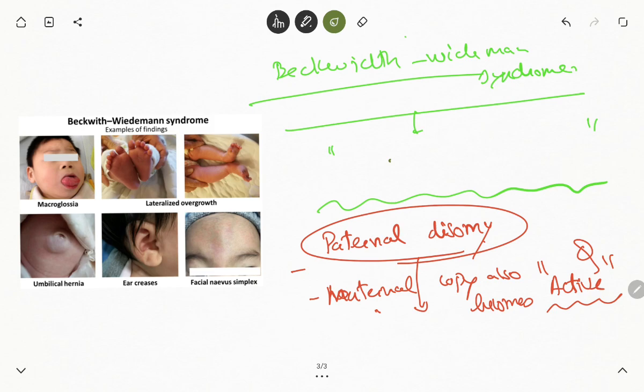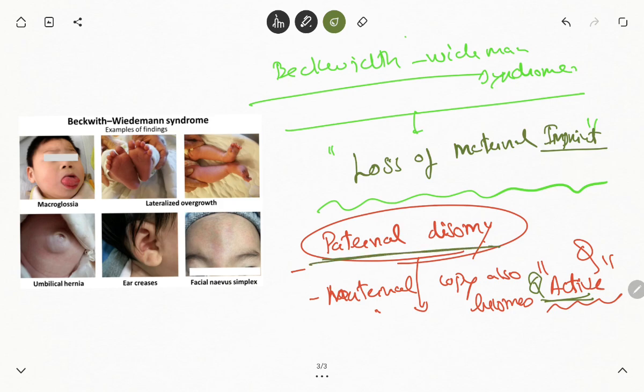What happens in Beckwith-Wiedemann syndrome is that there is loss of maternal imprint. What I have told, imprint means silencing or becoming inactive. So with loss of maternal imprint, the maternal copy of the chromosome becomes active. So there is what is called paternal disomy. Your maternal copy also becomes active and normally the paternal will be active. So it's called paternal disomy due to the loss of maternal imprint.